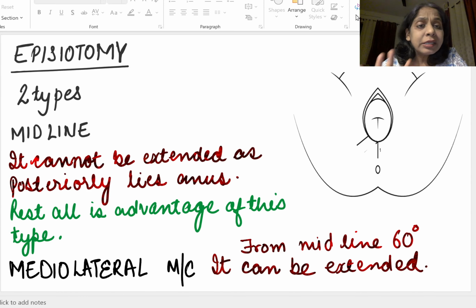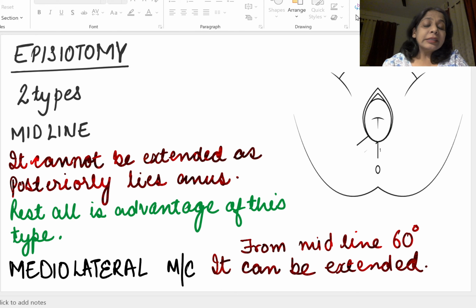All are advantages of the midline except one, and that's the major disadvantage: we cannot extend this episiotomy. If we extend this episiotomy, then the anus will tear, isn't it? So we don't want that to happen. That's why we don't go for midline episiotomy. Most commonly we go for mediolateral episiotomy.